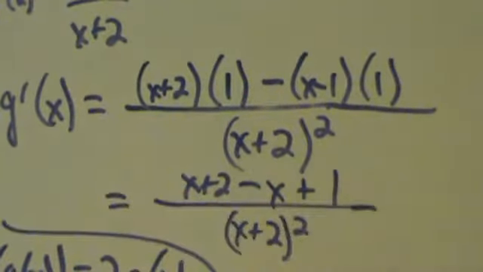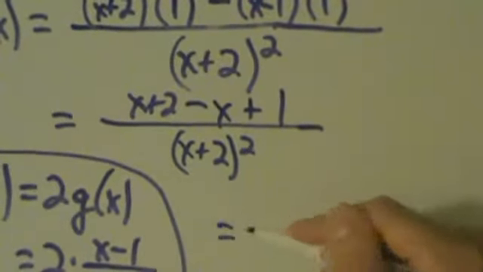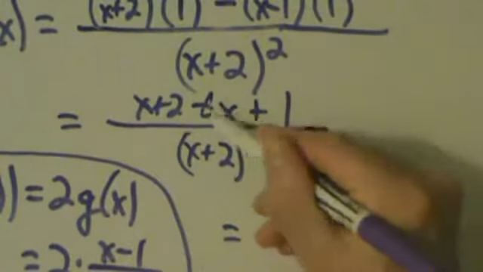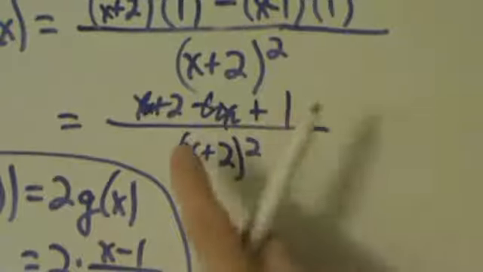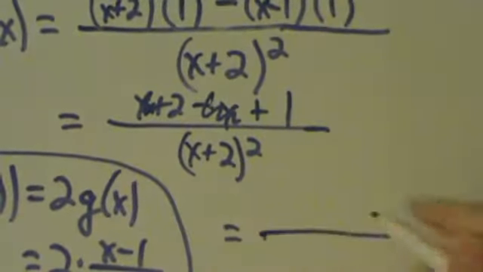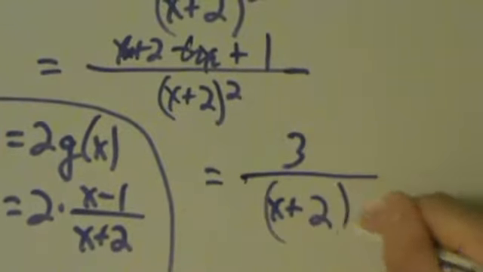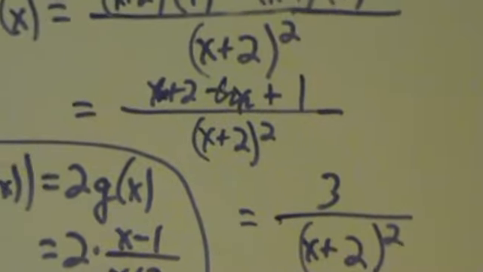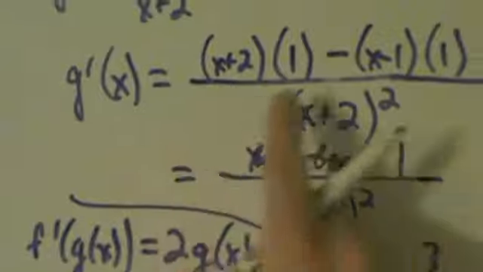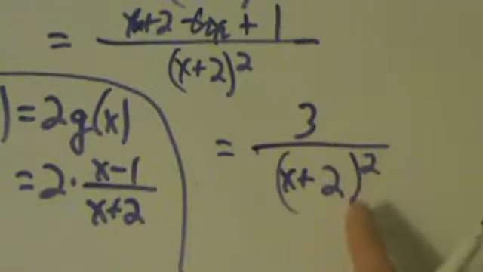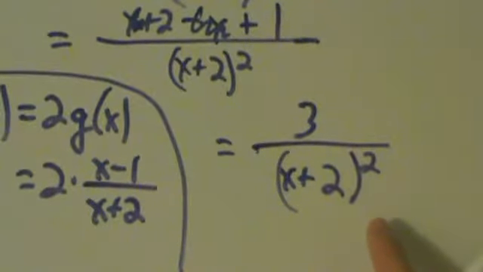Okay, so separate that. Then simplifying x plus 2 minus x, those cancel, and then we have plus 2 plus 1. So that's going to be 3 over x plus 2 quantity squared. So this is g prime of x. Okay? G prime of x equals 3 over x plus 2 quantity squared.